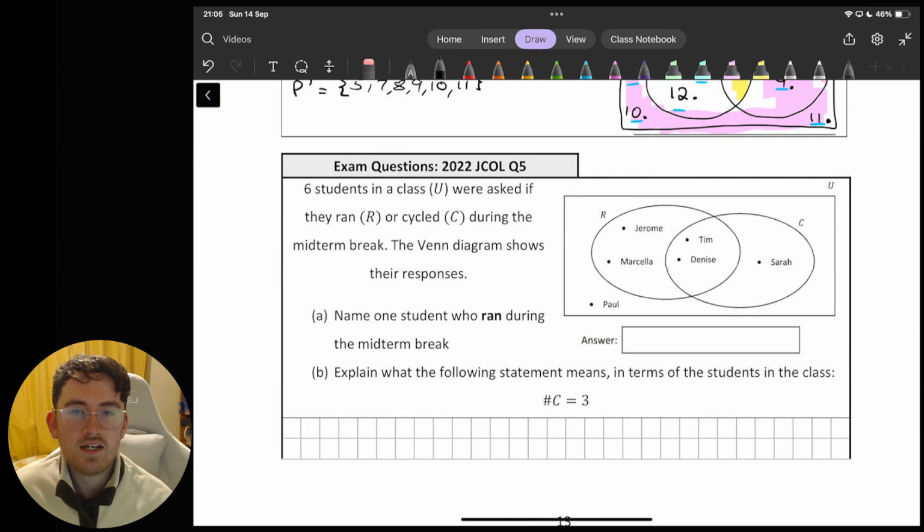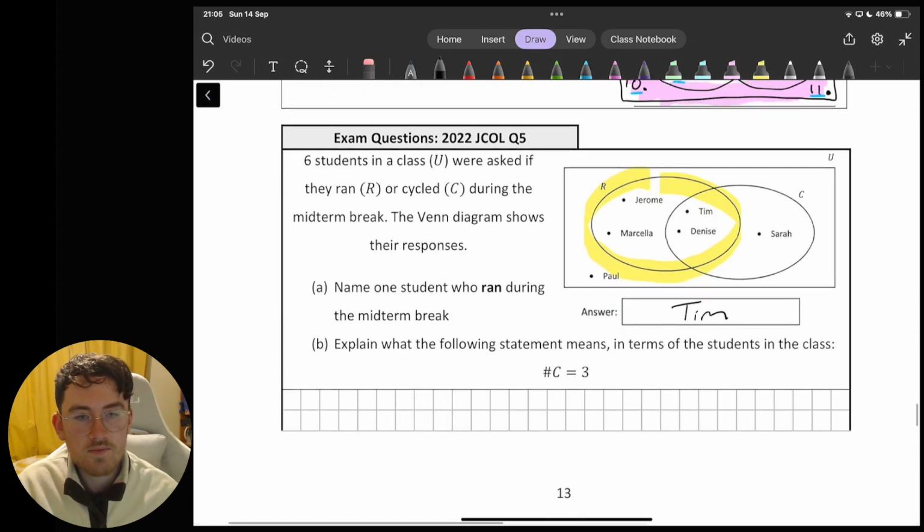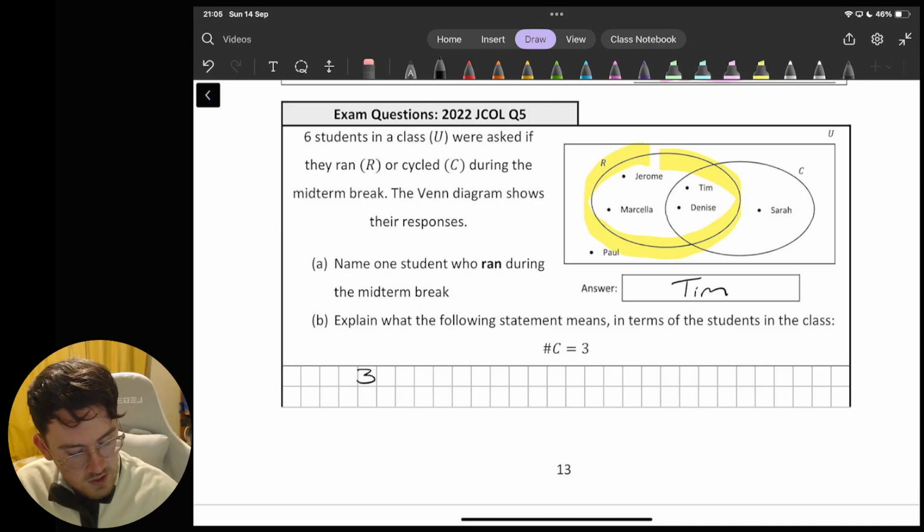6 students in a class were asked if they ran or cycled during the midterm. The Venn diagram shows the responses. Name one student who ran. So we're looking at anyone in this circle here. So anyone at all, we'll go with Tim. Explain what the following statement means. It says the cardinal number of C is 3. So there are 3 elements in set C. Set C was the number of people who cycled. So it's 3 people cycled.